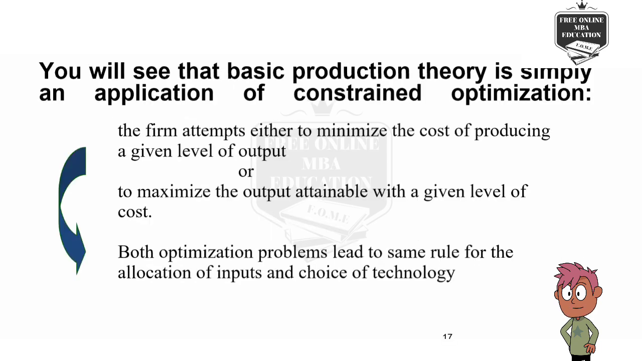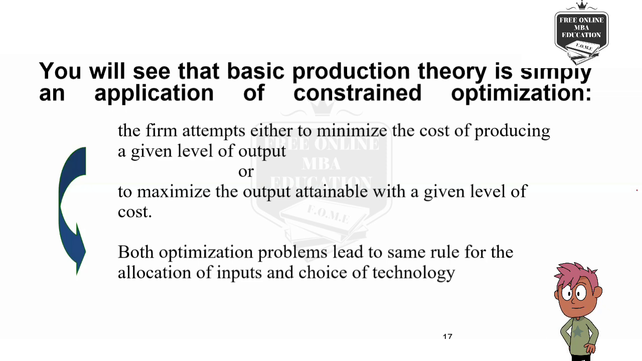Now, you will see that the basic production theory is simply an application of constraint optimization, right? Optimization is a very constrained concept. It says that always choose the most efficient option, and efficiency can be defined in terms of how economically well your resources are performing. So the first attempt is either to minimize the cost of production at a given level of output or to maximize your output attainable within a given unit of cost.